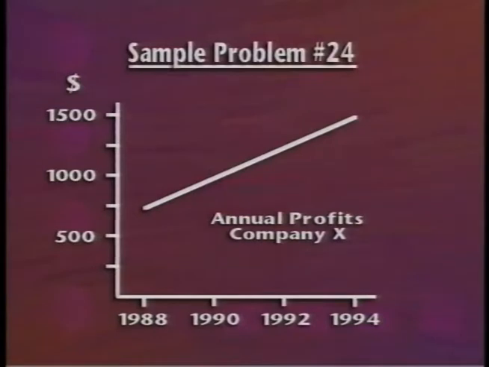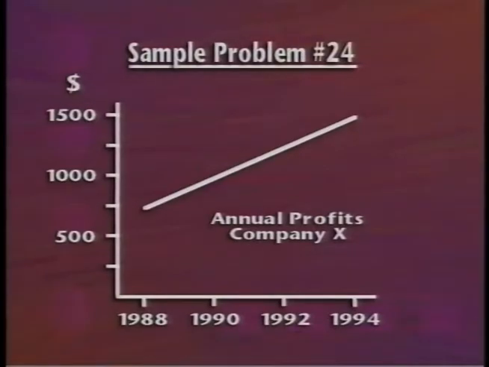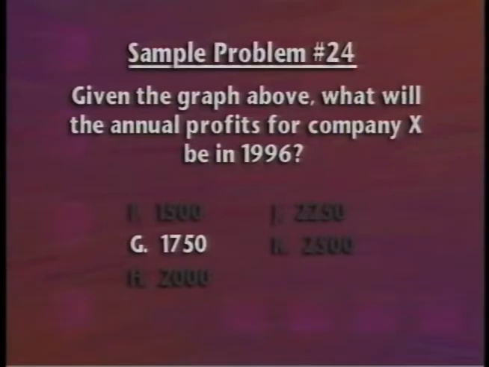Given the graph above, what will the annual profits for company X be in 1996? Since the graph presents an equation of a straight line, let's extend the line to 1996 and then read the profits from the scale on the left-hand side. The profits in 1996 should be $1,750. Answer G.